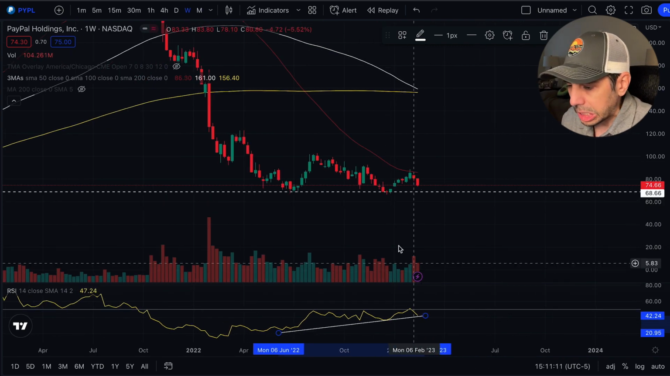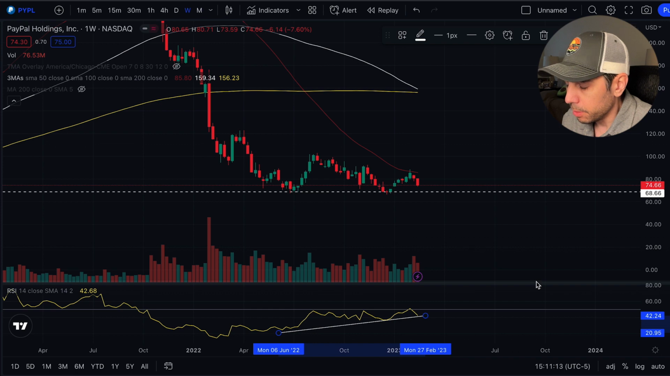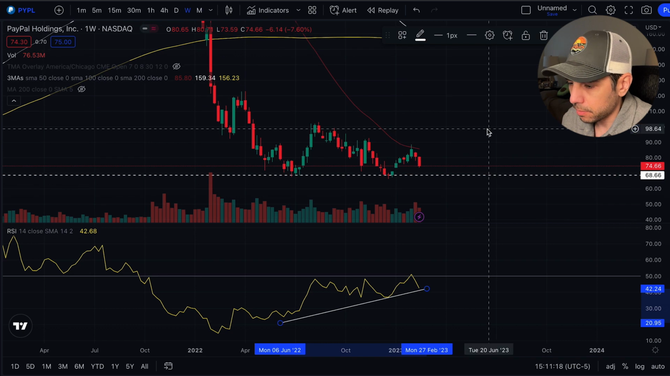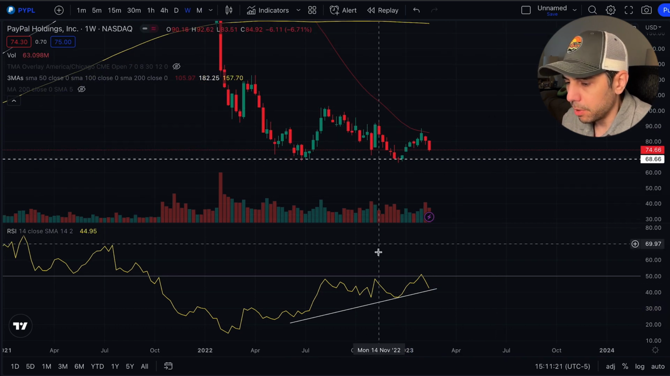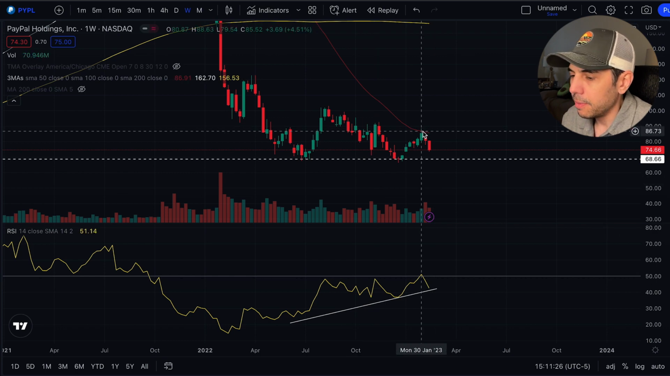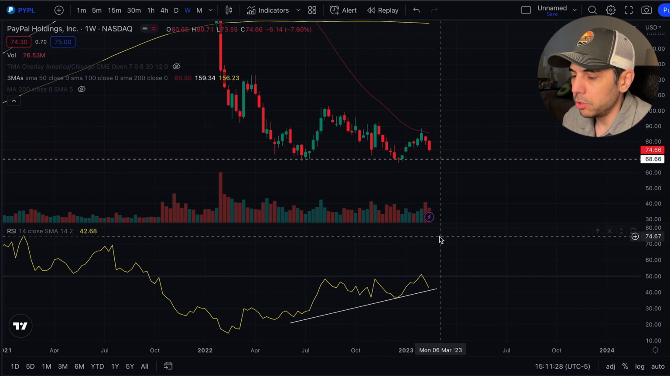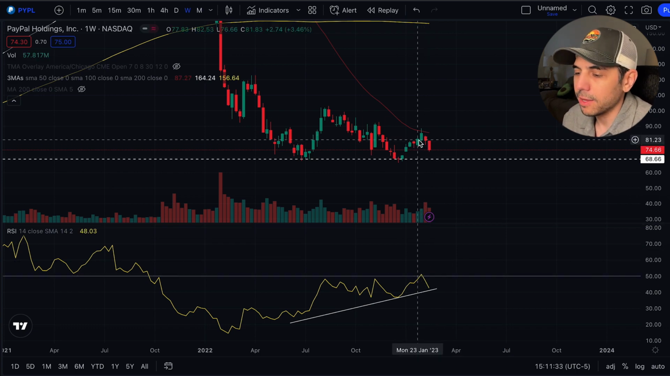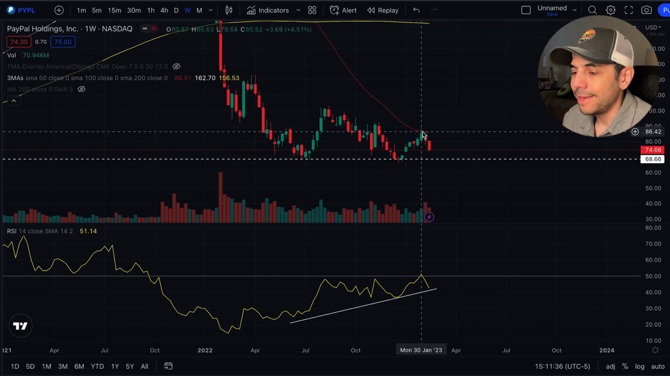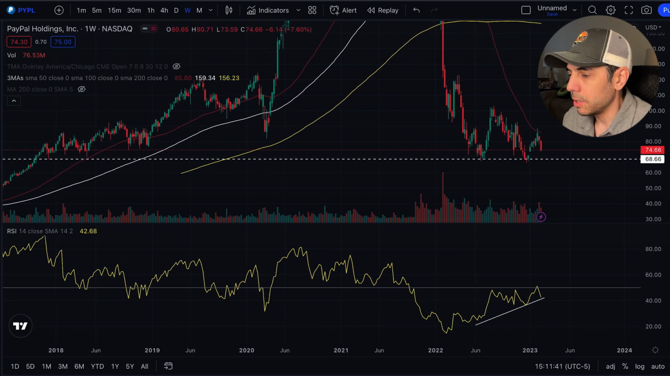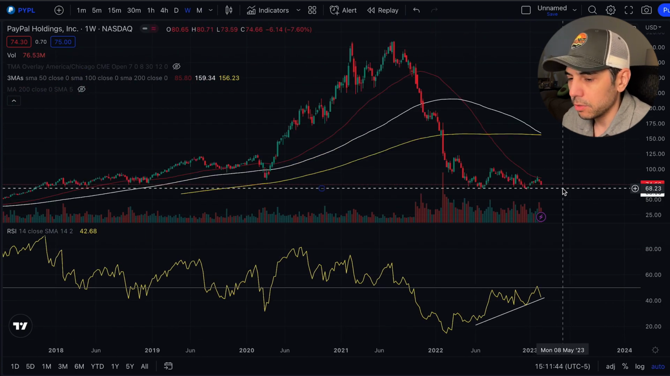However, right here, let me see if I can make this a little bit bigger. So right here, when it was running back in November, you can see we printed an RSI of around 48. But then on this next run up where it didn't make a new swing high, it actually made a new high in the RSI, and that is showing that the stock is actually more overbought here despite not making a new high. So that is a little concerning, but I am willing to bet that this $70 level will hold and that this is a good place to get long the stock.